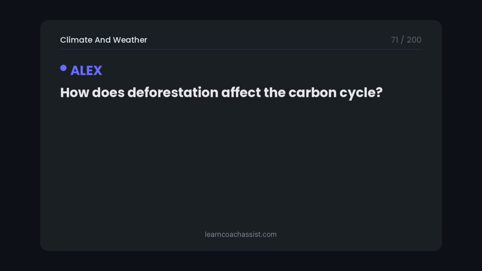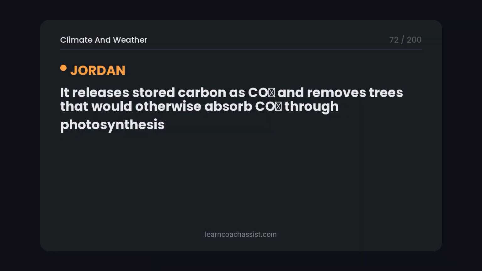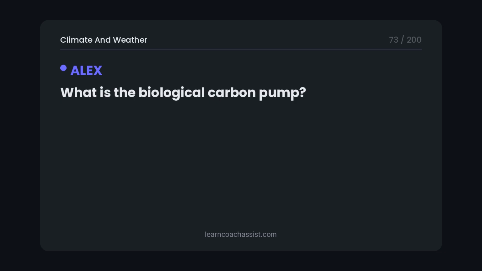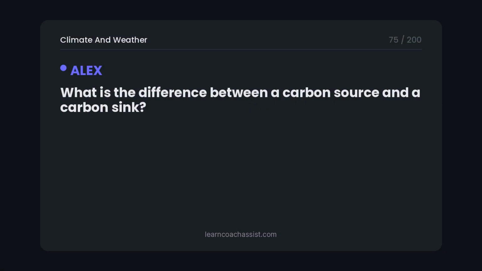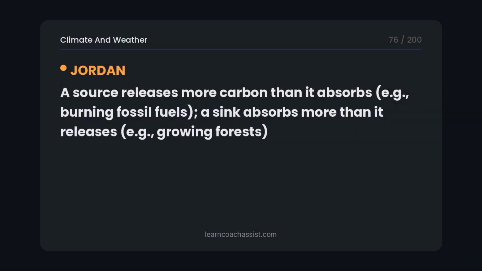How does deforestation affect the carbon cycle? It releases stored carbon as CO2 and removes trees that would otherwise absorb CO2 through photosynthesis. What is the biological carbon pump? The process by which marine organisms fix CO2 via photosynthesis and transport carbon to the deep ocean when they die and sink. What is the difference between a carbon source and a carbon sink? A source releases more carbon than it absorbs, e.g., burning fossil fuels. A sink absorbs more than it releases, e.g., growing forests.